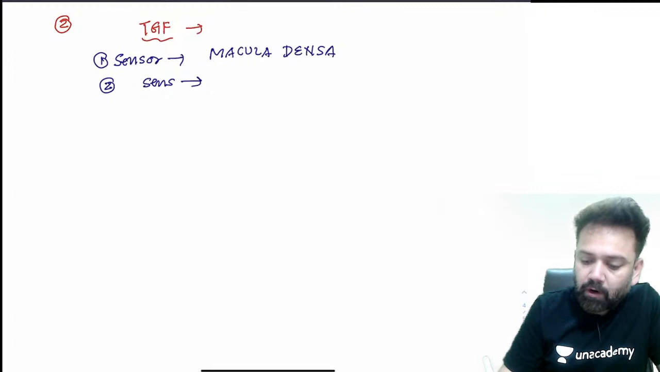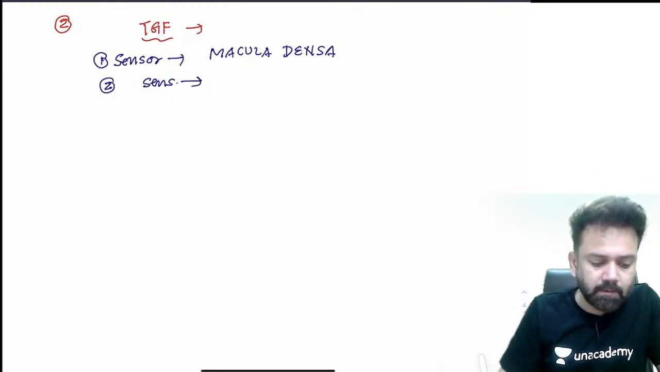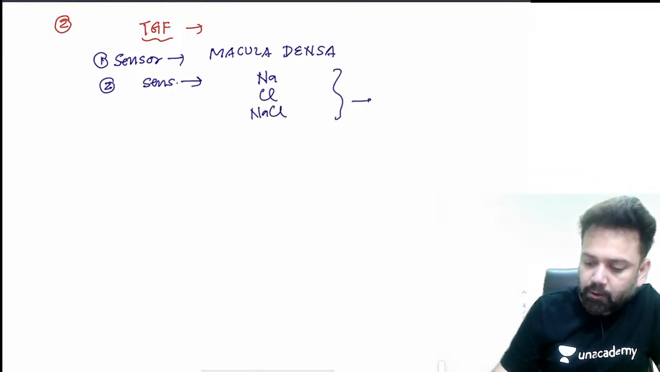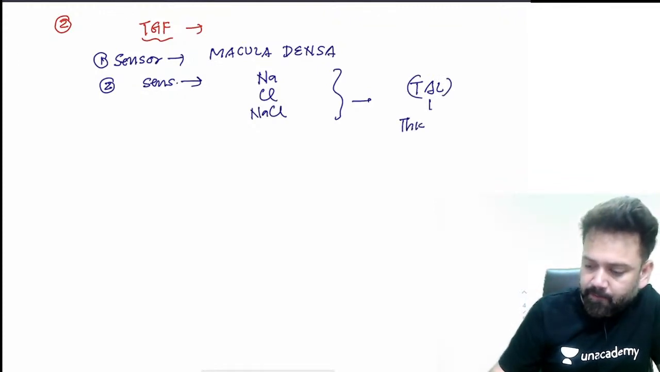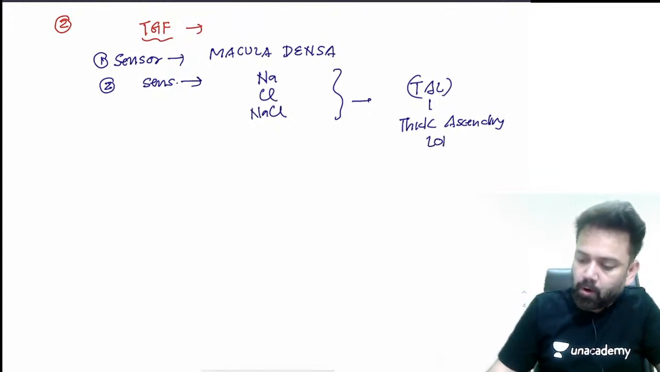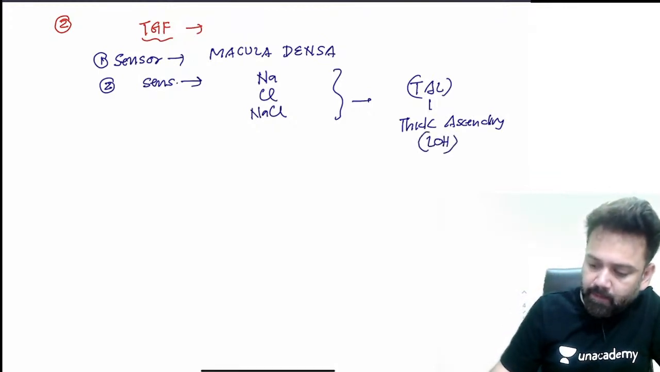So what does it sense? It senses sodium, it senses chloride, it senses sodium chloride, what? And the third question is where? Then answer is TAL. Where? Then answer is thick ascending loop of Henle.